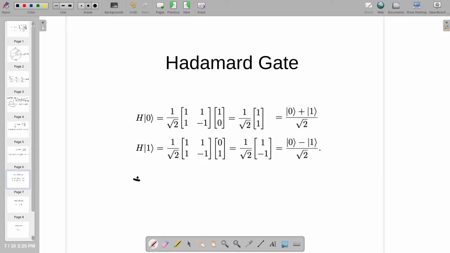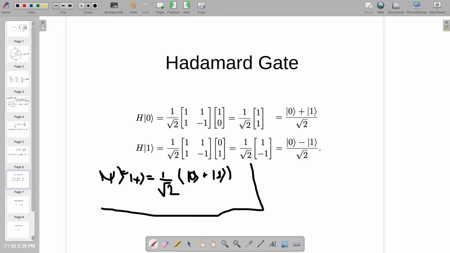I think you might remember I mentioned this state, 1 by root 2 (|0> plus |1>), and called it superposition, because there's a 50% probability of finding the state of this, given omega, to be 1 or to be 0. This is a special state, which can be achieved with the help of a Hadamard gate.